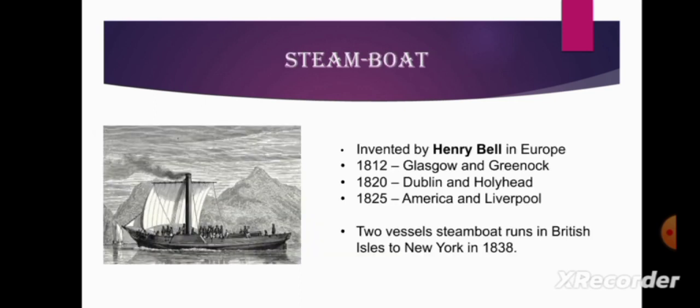The first successful steamboat in Europe was Bell's Comet, which began to run between Glasgow and Greenock in 1812. A service was established between Dublin and Holyhead in 1820. The first steamboat reached Liverpool from America in 1825 and two vessels steamed from the British Isles to New York in 1838. Since that time, there has been remarkable progress in all matters connected with ocean navigation.